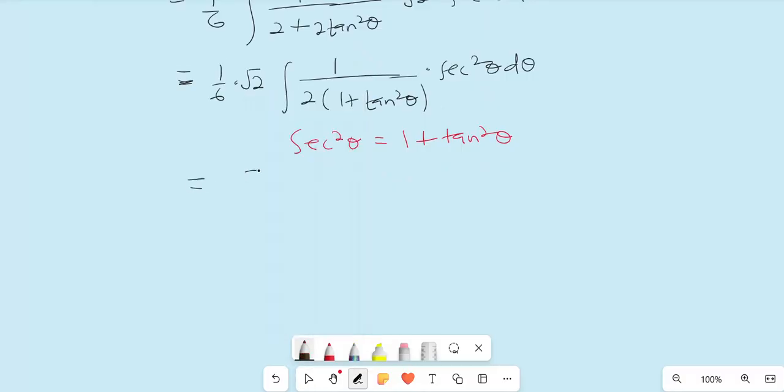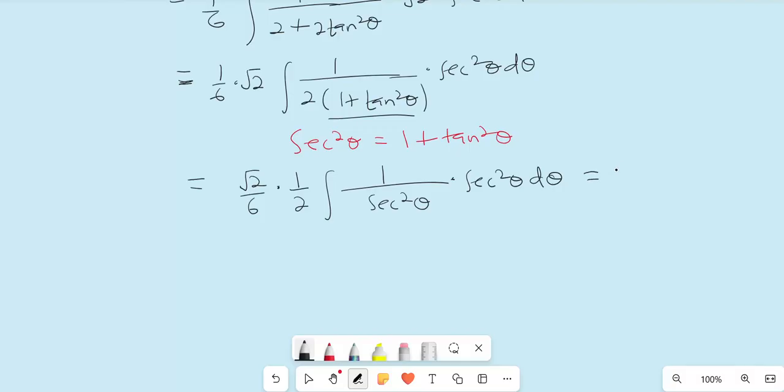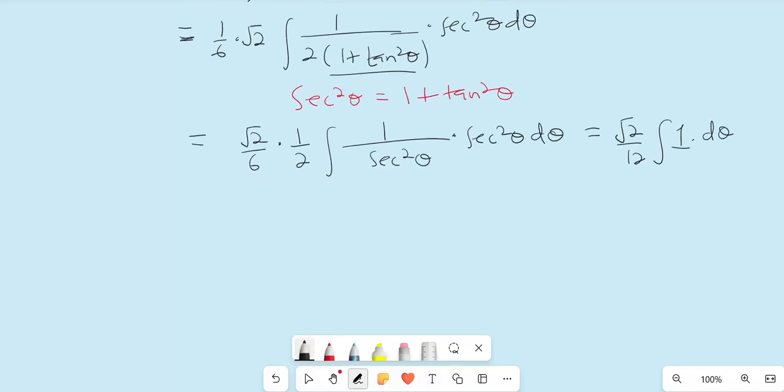So that should be square root of 2 over 6 times 1/2 is a constant. It comes in front, then integral of 1 over secant squared theta, this is secant squared theta, times secant squared theta d theta. So that simplifies to the square root of 2 over 12, the integral of 1 in the theta world. So that is equal to the square root of 2 over 12 times theta.